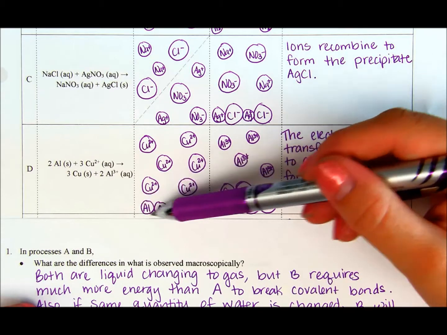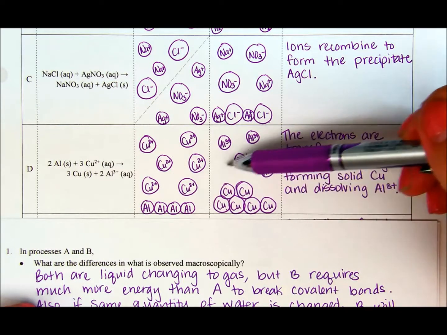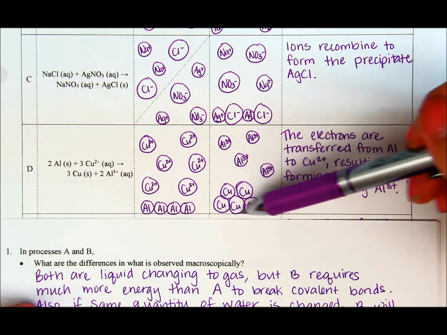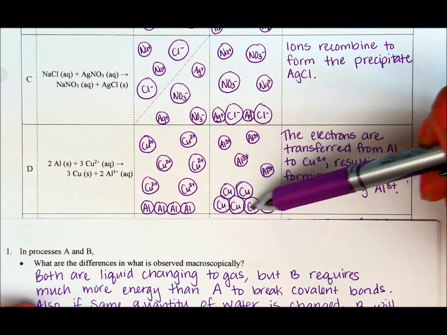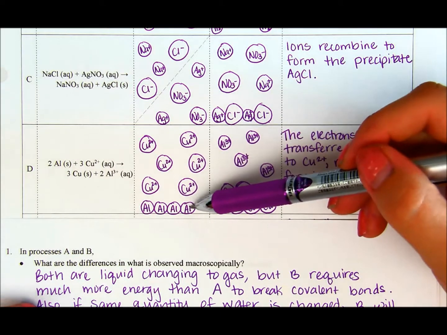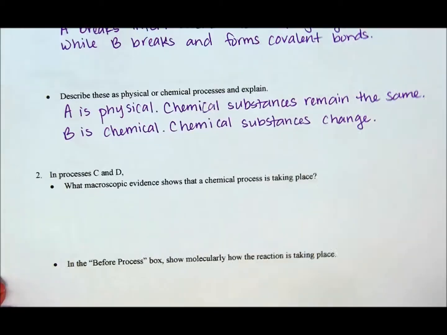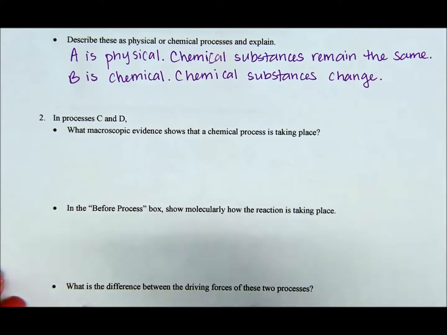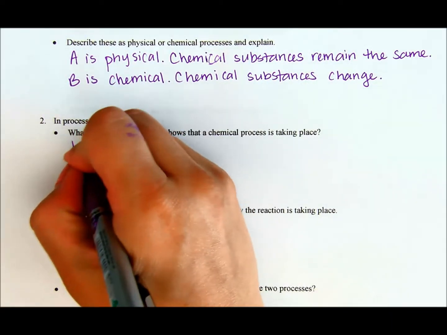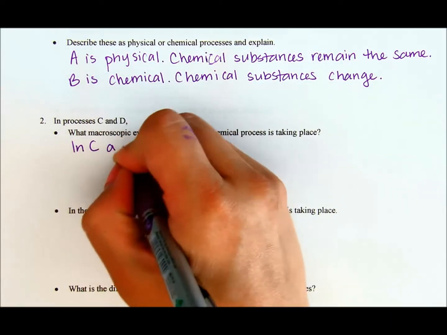So you'll be able to see this silverish solid dissolve, right? And then you'll be able to see this reddish solid kind of appear on the bottom. So you'll see one solid dissolve and another one appear, and they're two different colors. So let's go ahead and summarize that. So our macroscopic evidence, so in C, a precipitate forms.